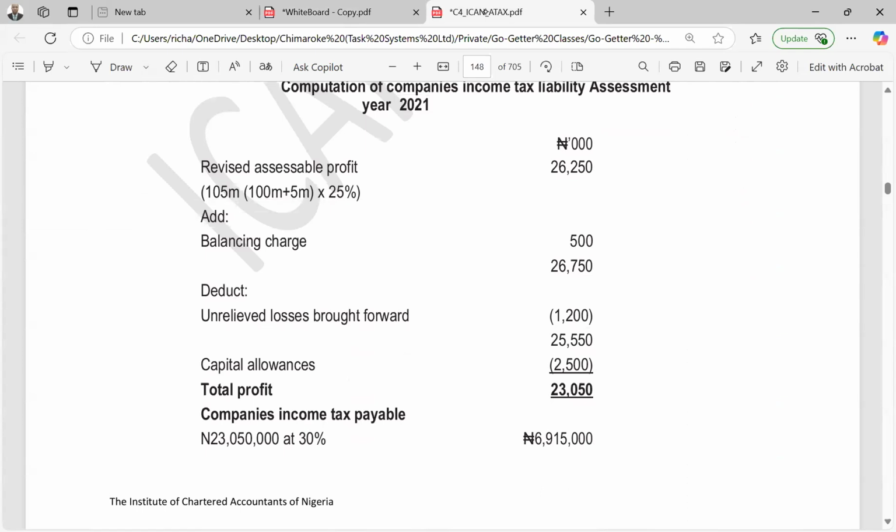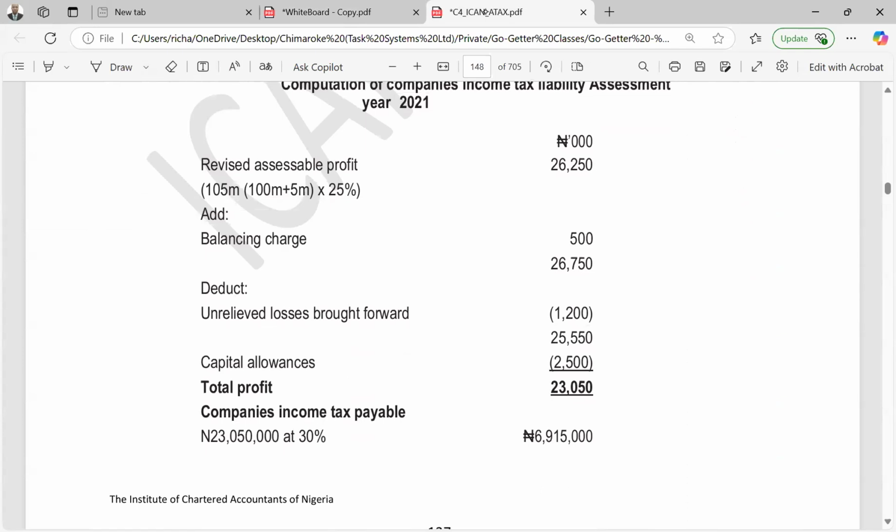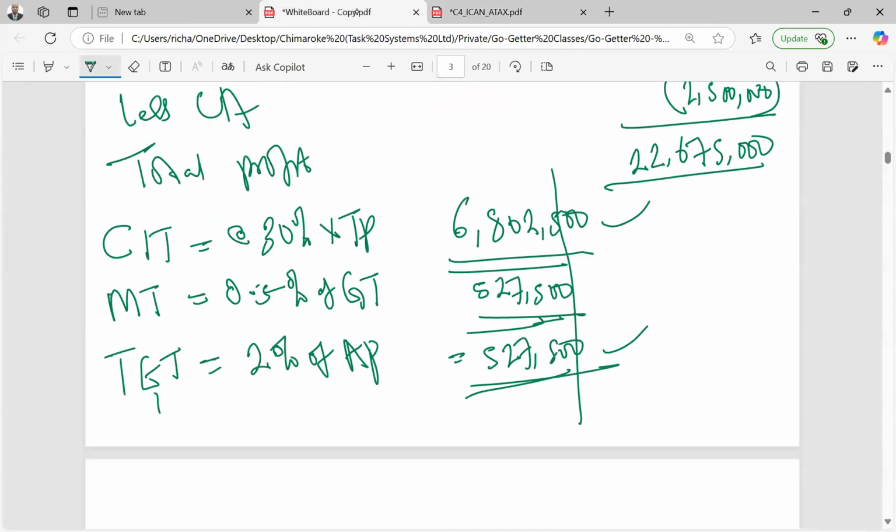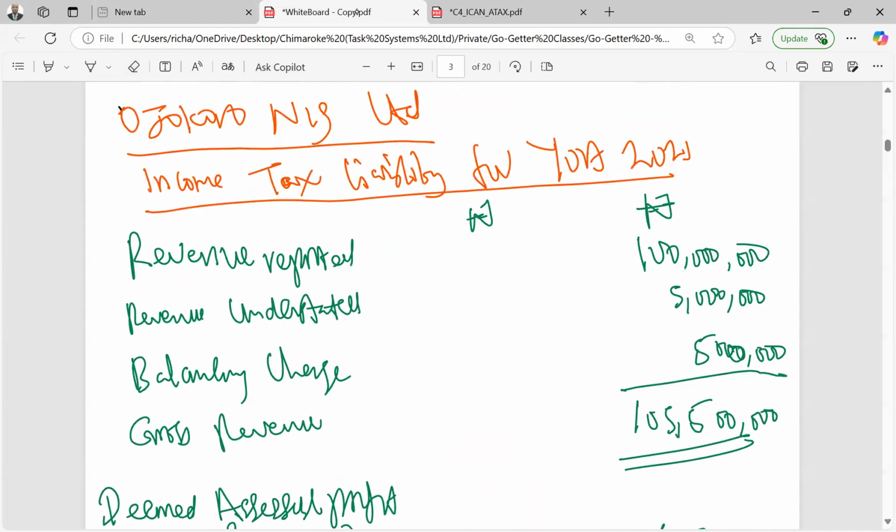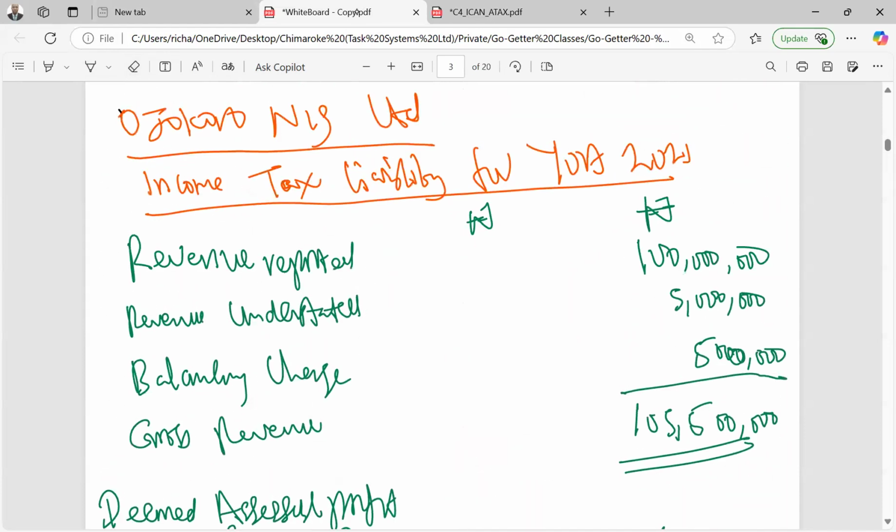They brought their deemed accessible part. Okay. The difference between ours and theirs is that the revenue is still the same. The revenue is still the same. This plus this.